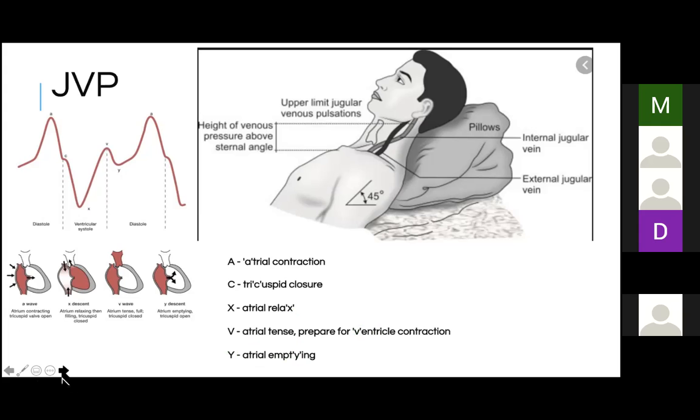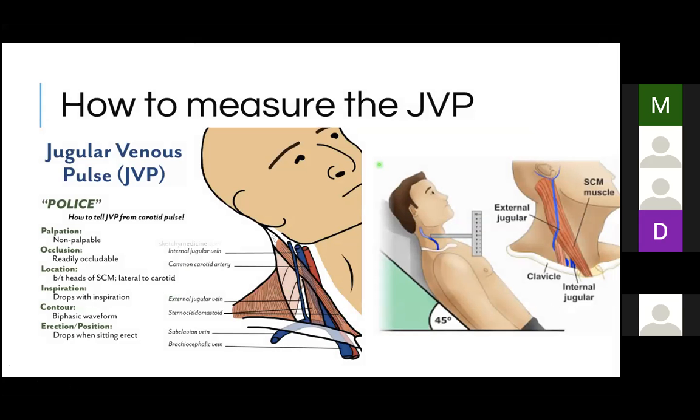In terms of how you actually measure the JVP, you need to position the patient in a semi-recumbent position, which basically means at a 45-degree angle, as indicated here. And then ask the patient to turn their head slightly towards the left and make sure you have good lighting in the room you're using. And then you'll be looking for evidence of the internal jugular vein running between the medial end of the clavicle and the earlobe. And then under the medial aspect of the sternocleidomastoid, you'll see a double wave pulsation. And that's how you'll know that it's the internal jugular vein.